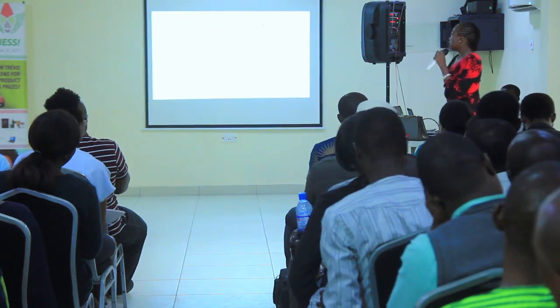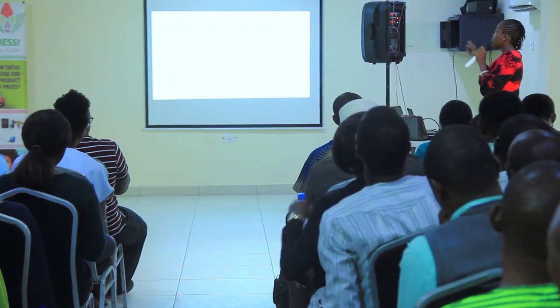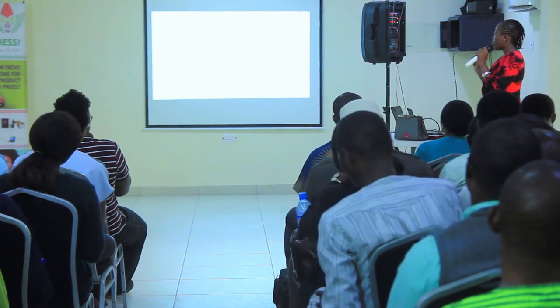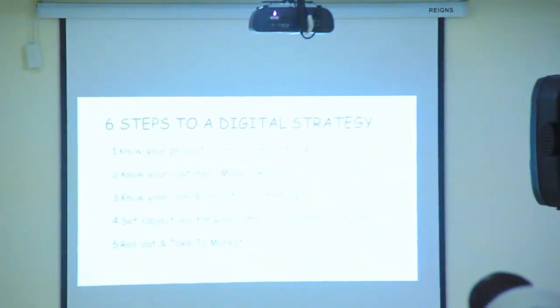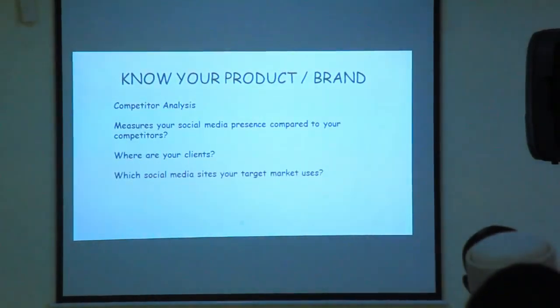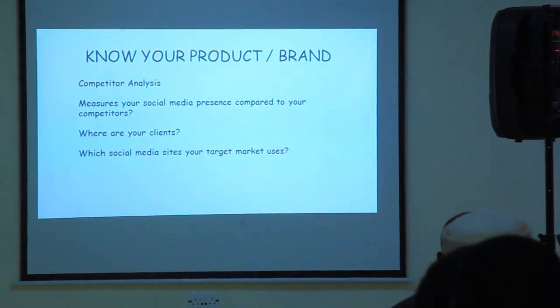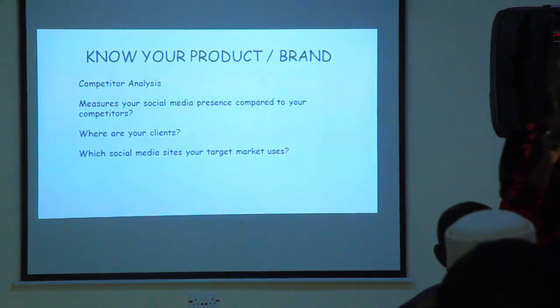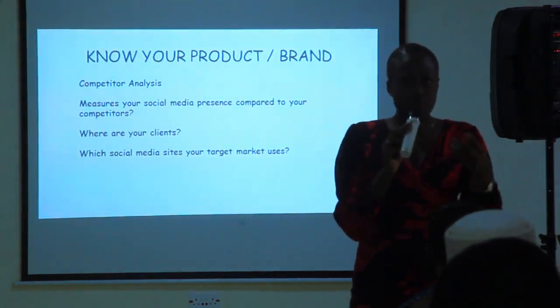So, the steps: know your product, that's your competition analysis, know your customer, know your objectives or your USP, then set your objectives, build out the things. I'll take you one after the other. Know your product. So measure your social media presence compared to your competitors. Or better still, pick the people who are ruling in the industry and see what they are doing on a large scale and see how you can do that on a smaller scale. That's something you should be able to do.